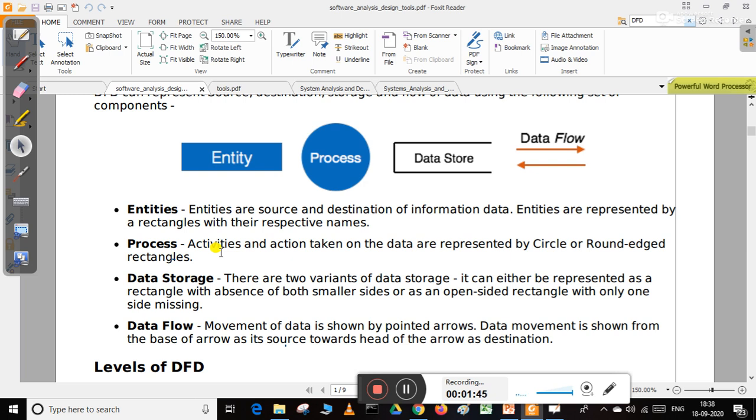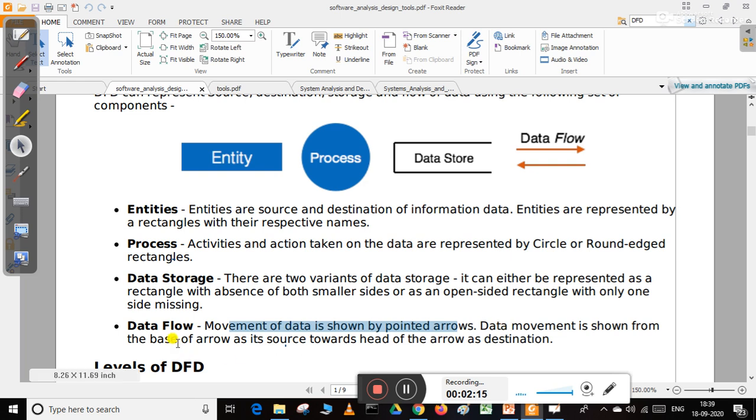There is data storage. There are two variants of data storage. It can either be represented as a rectangle with the absence of both smaller sides, or as an open-sided rectangle with only one side missing. Here you can see the text. For process, we can use a circle or a round-edge rectangle. So that way you can see they are also mentioning the book example.